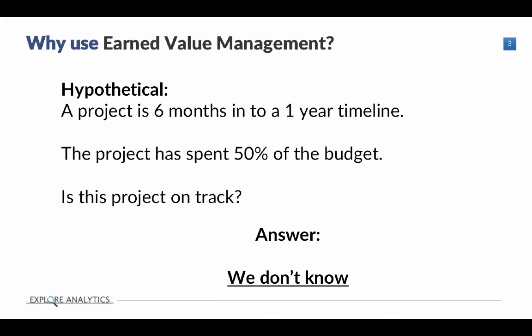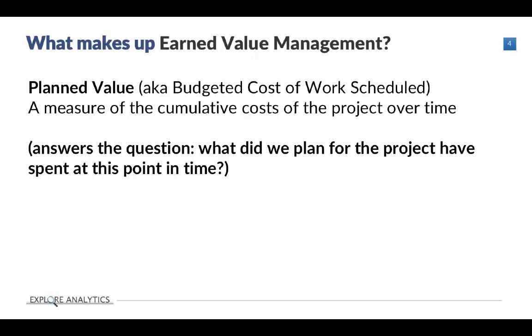So there's a key piece missing, and earned value management is a way to answer this question very specifically. Earned value management involves tracking three different parts. The first is something called planned value. Planned value, which is also known as budgeted cost of the work scheduled, is a measure of the cumulative costs of the project over time. This answers the question, what did we plan for the project to have spent at this point in time?